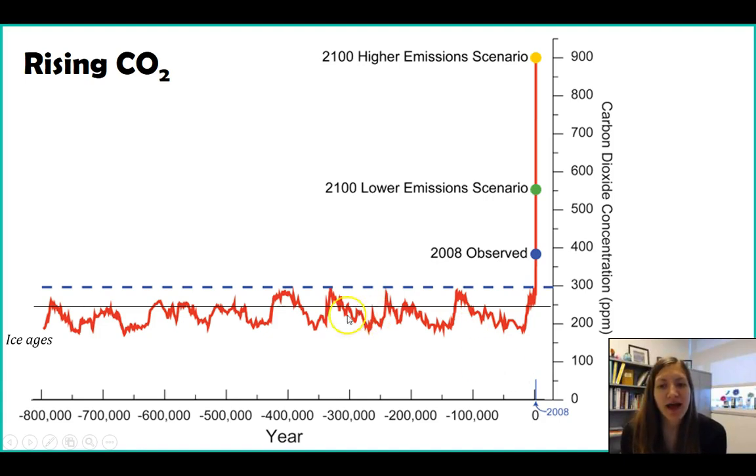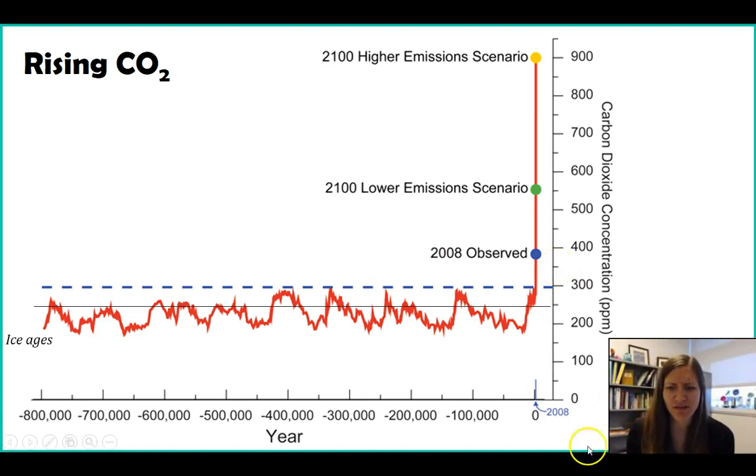And what I mean by that is that anytime carbon dioxide fell below this black line, that's typically when we were in an ice age. And every time carbon dioxide is above that line, that's when we're not in an ice age. So obviously, in today's day, we are above this line, we are not in an ice age.